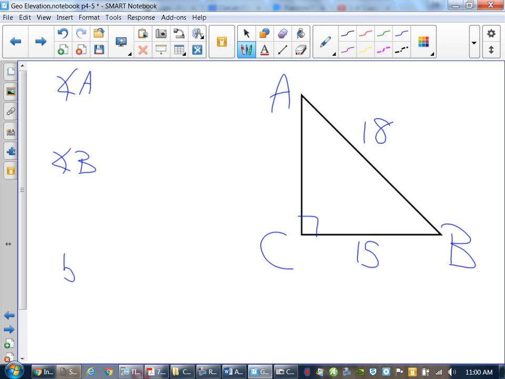Pick an angle to start with. If you start with angle B, 15 is its adjacent. 18 is the hypotenuse. What trig function is that? Cosine. So that means that the cosine of B is 15 over 18. To find an angle, what button do you have to press? Inverse.